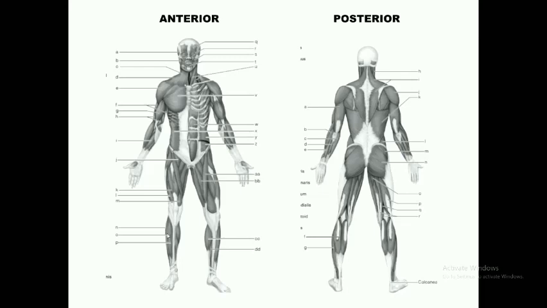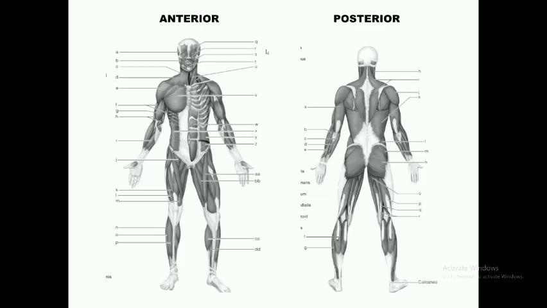Next, 29. External oblique. So this is our external oblique. It is over the internal oblique. So answer is Y. Lastly, number 30, soleus. So soleus is located here in the lower leg. So that is answer is DD.